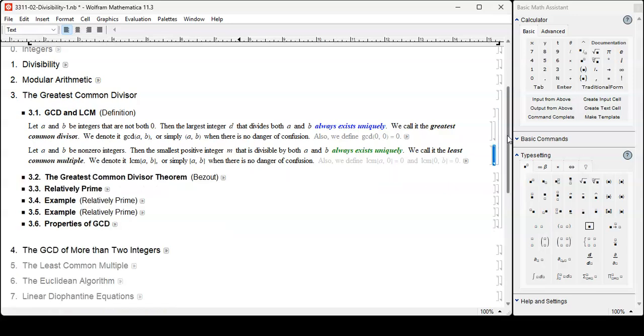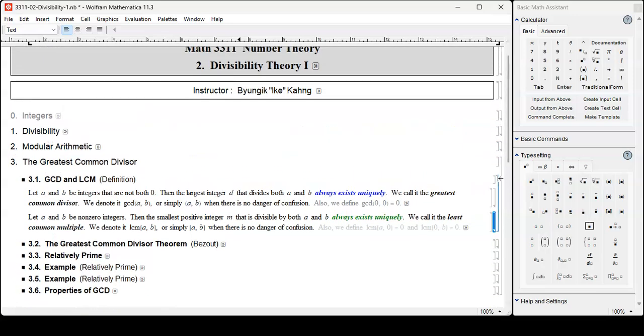So that completes the setup, the GCD and LCM.